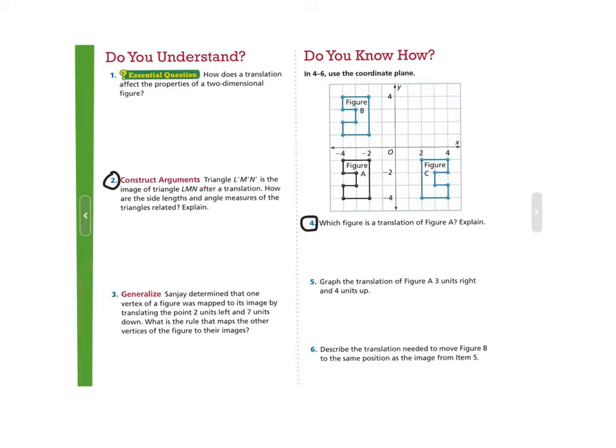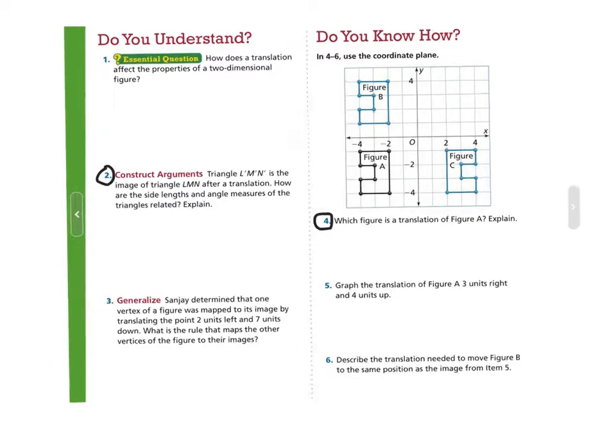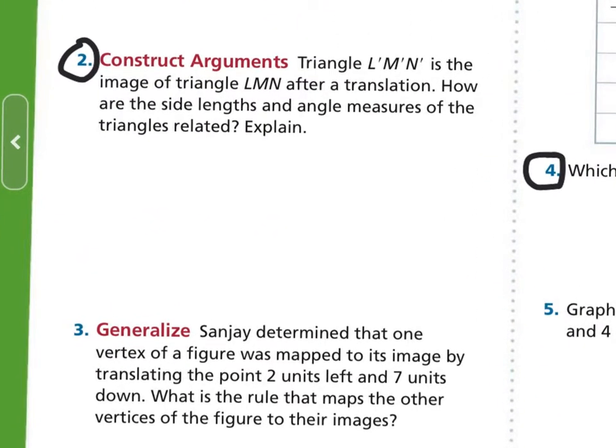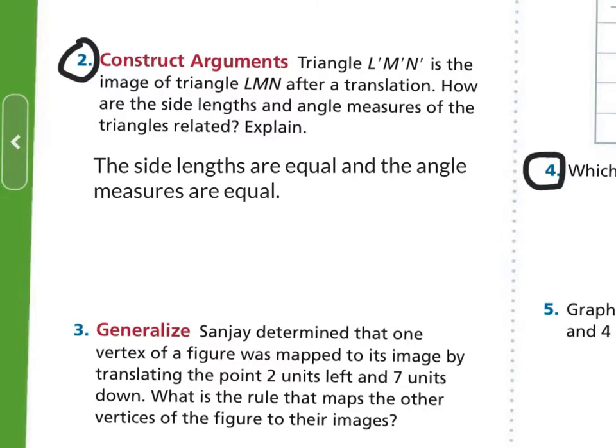We look at the Do You Understand number 2. Triangle L prime M prime N prime is the image of triangle LMN after a translation. How are the side lengths and angle measures of the triangles related? So since we just translated this, the side lengths would be equal and the angle measures are equal as well.